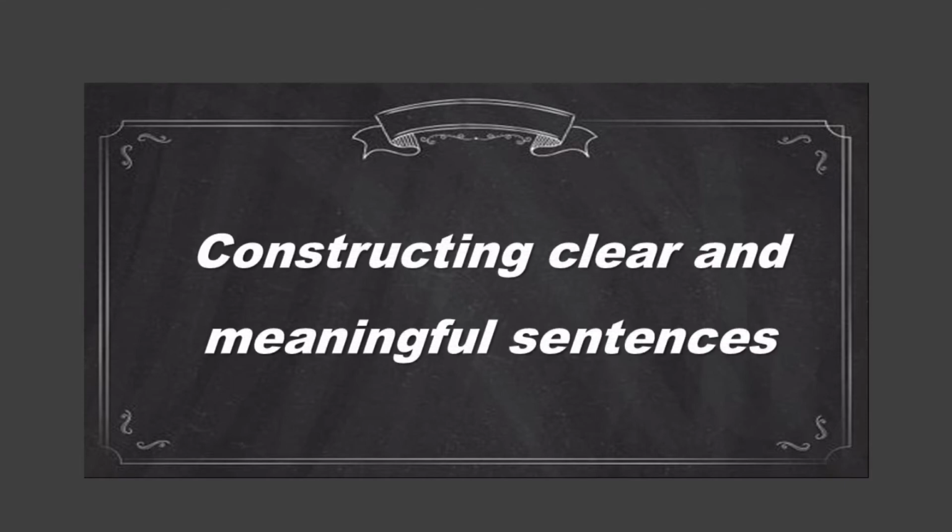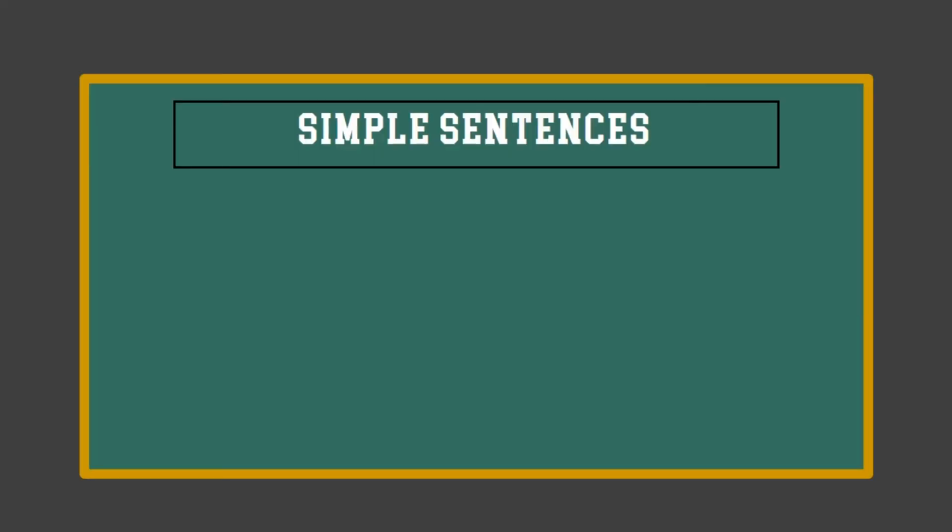We've dealt with identifying the kinds of sentences. Now let's move on to constructing clear and meaningful sentences. We will be referring back to the 4 types of sentences, the simple, compound, complex, and compound complex sentences. And we'll try and construct sentences of each type. Okay? We'll start with the easiest kind, the simple sentence. Here we're going to learn what the structure of a simple sentence is and how we can construct one.